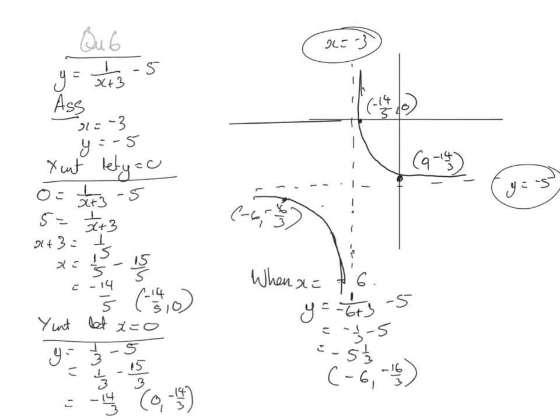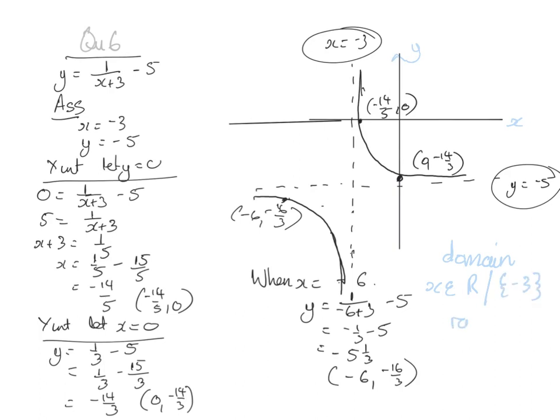So the last bit here wants us to state the domain and the range. So the domain for this graph, what's x? x is an element of, well, it's all real numbers because we're looking at all along the x-axis. And the only value it can't take is minus 3. So x is an element of real numbers, excluding minus 3.